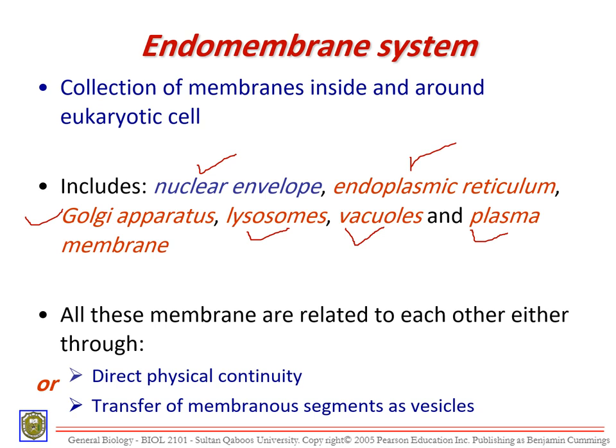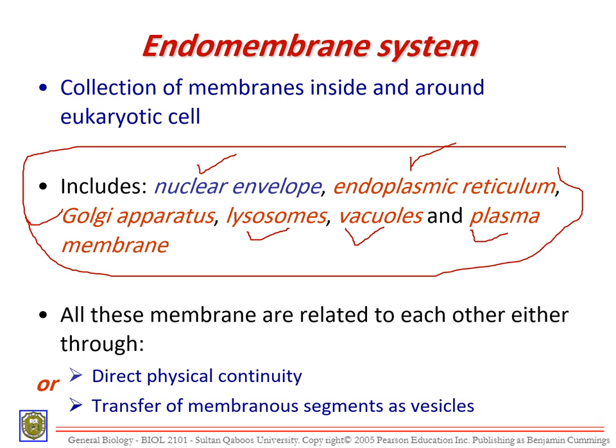So how are these related? Why is this all called the endomembrane system? Because they are connected with each other. How? It's either direct physical continuity, meaning they are physically connected to each other, they're actually touching each other, or if it's not direct physical continuity, they either transfer their membranous segments through vesicles. And we'll see that in the next slide.